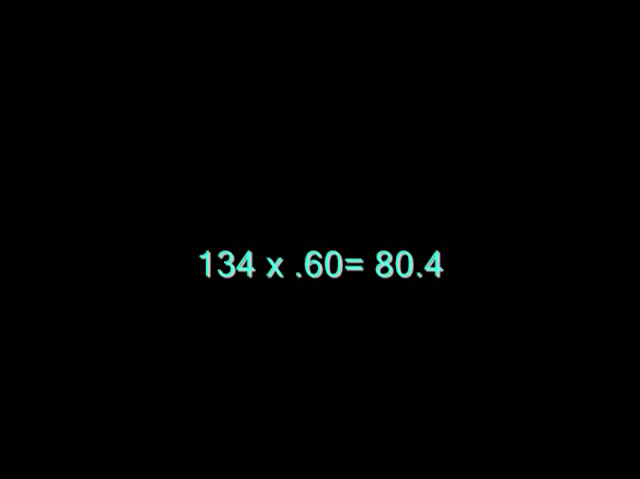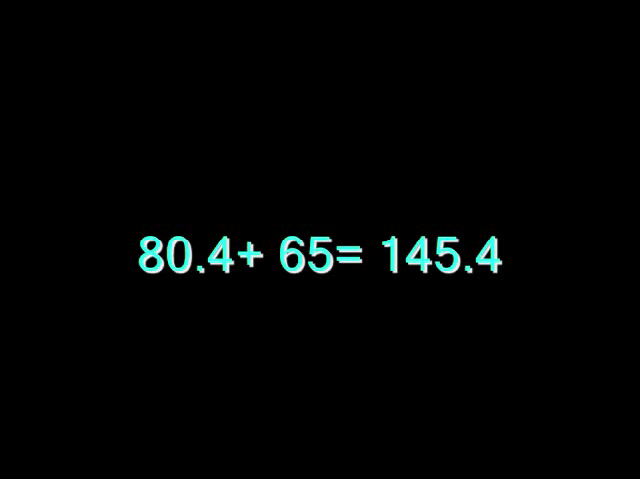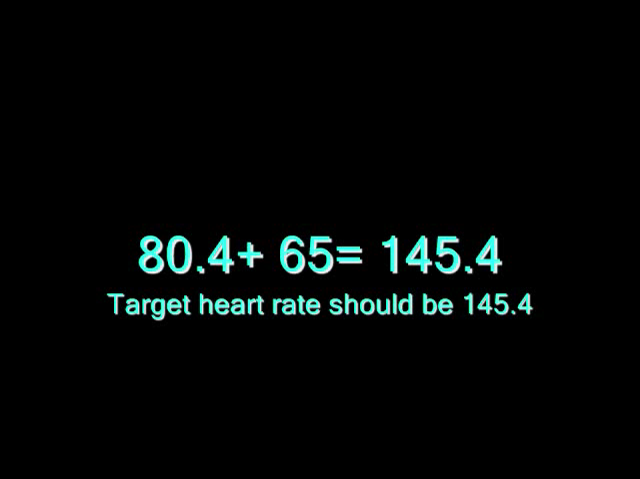220 minus 21 is 199. Then, 199 minus her resting heart rate, which is 65, is equal to 134. Then take 134 multiplied by 60% for the intensity, which equals 80.4. Then add back her resting heart rate. Therefore, Rachel's target heart rate should be 145.4 beats per minute.